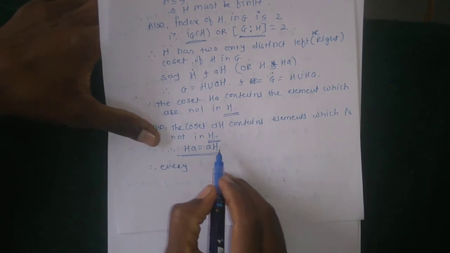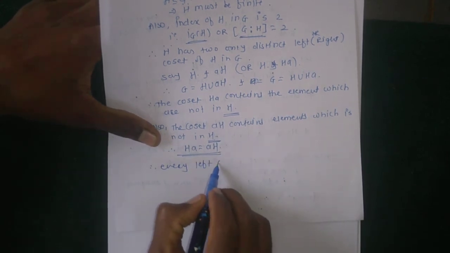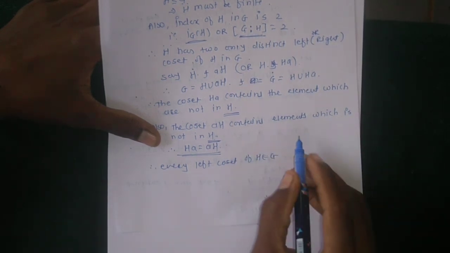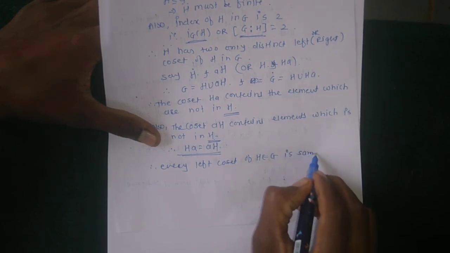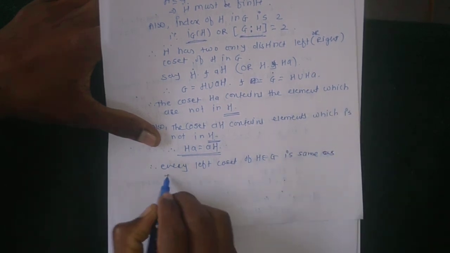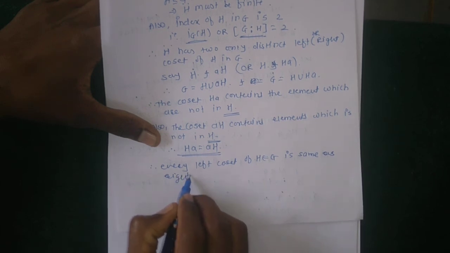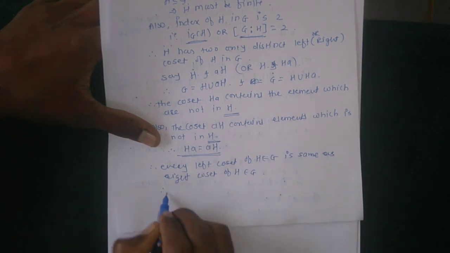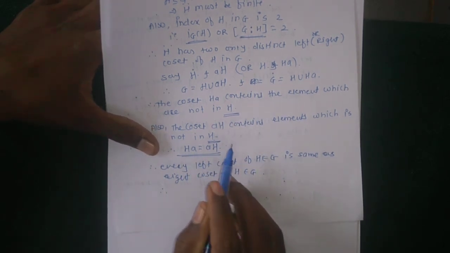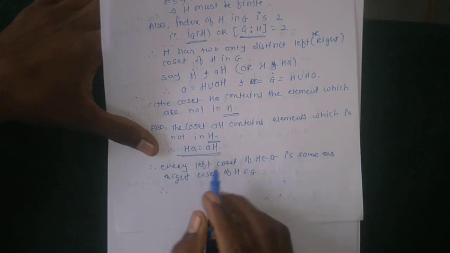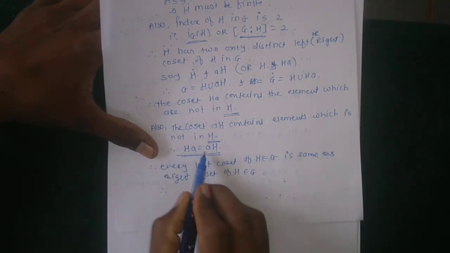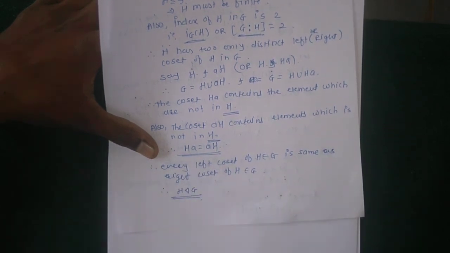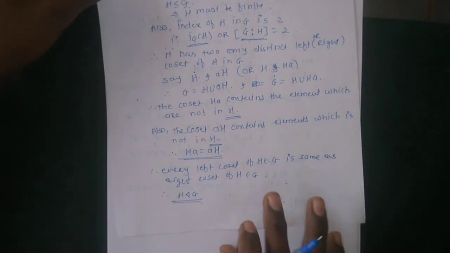Therefore Ha equals aH, which implies that every left coset of H in G is the same as the right coset of H in G. So by the definition, or theorems in the previous lecture, Ha equals aH implies that H is a normal subgroup of G.